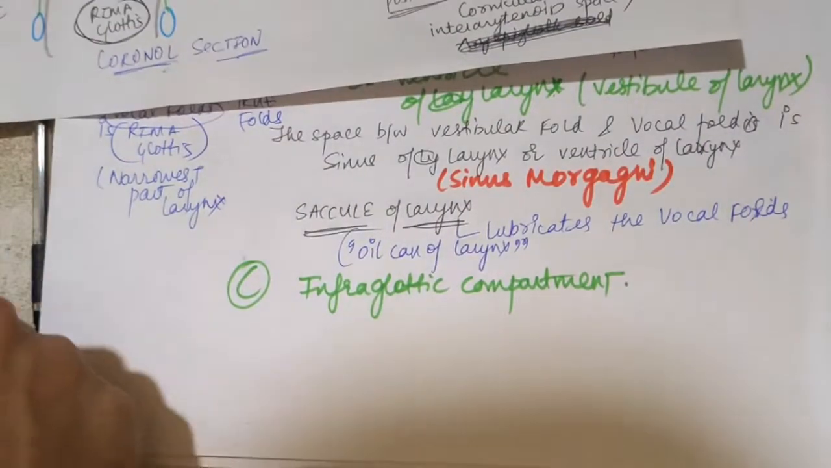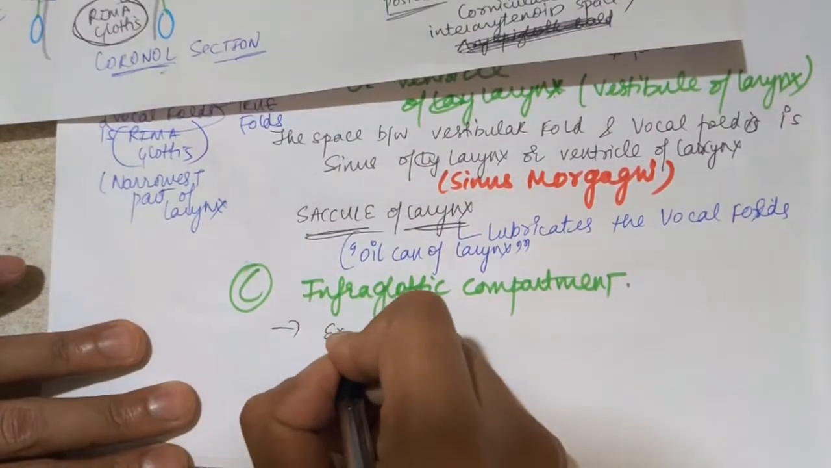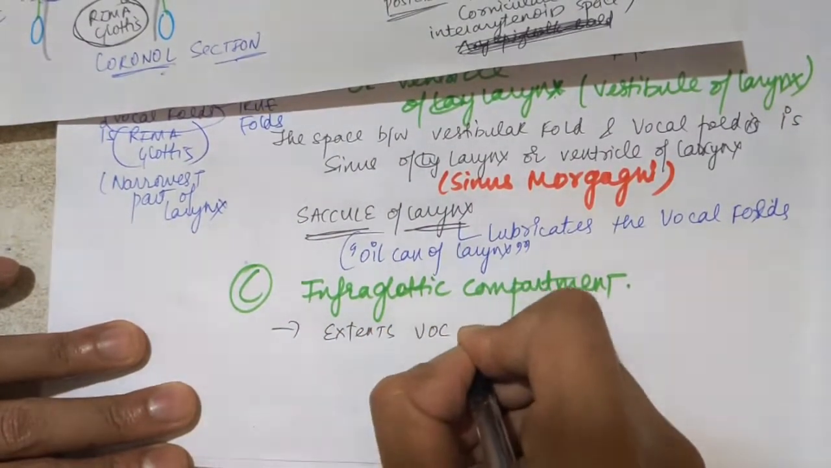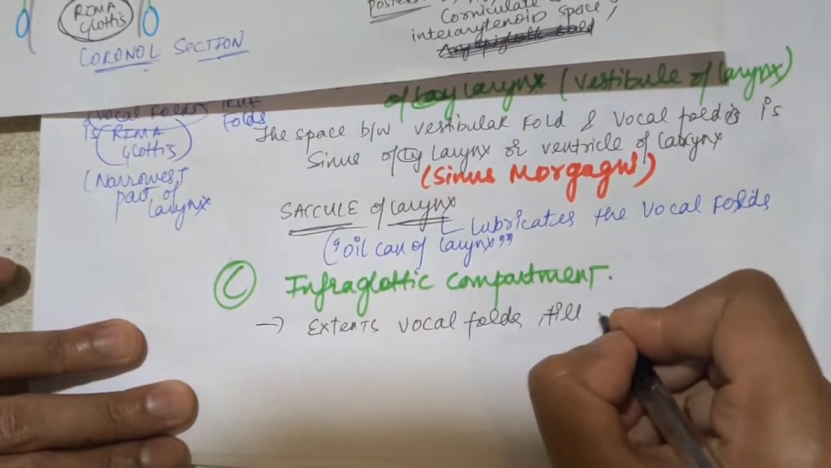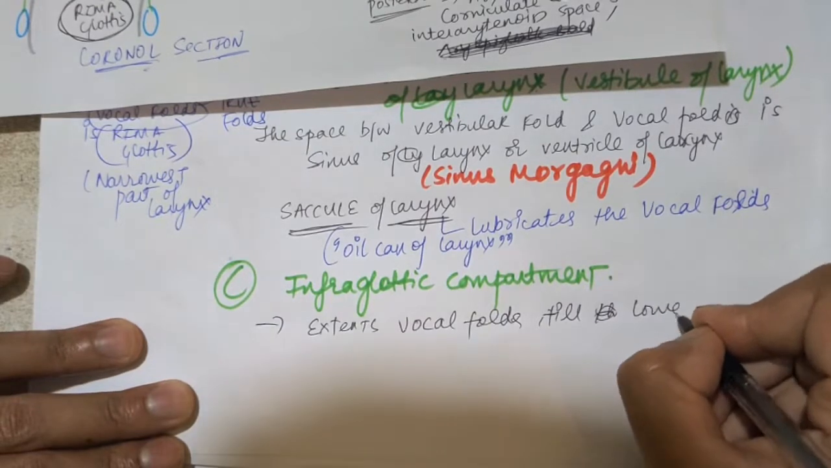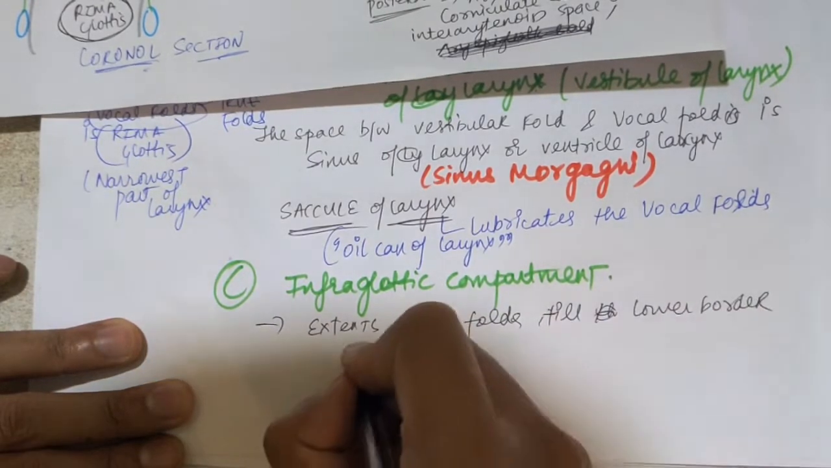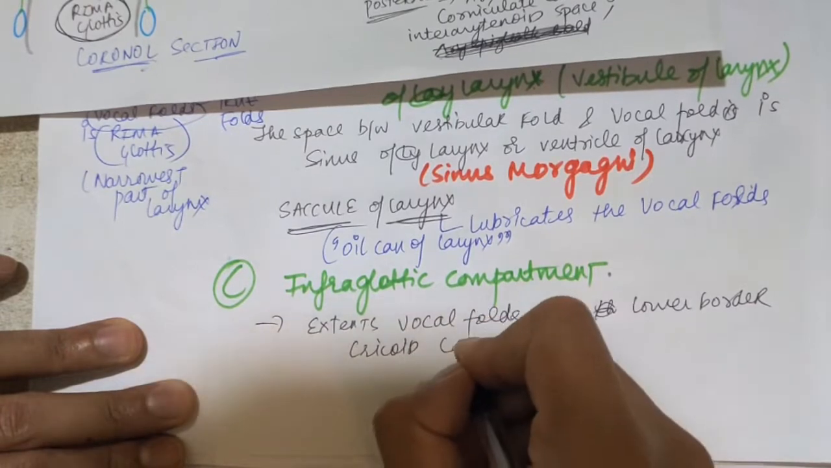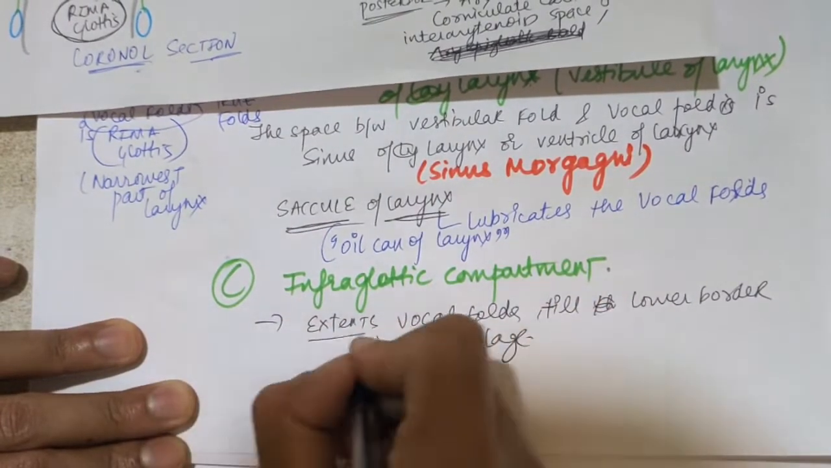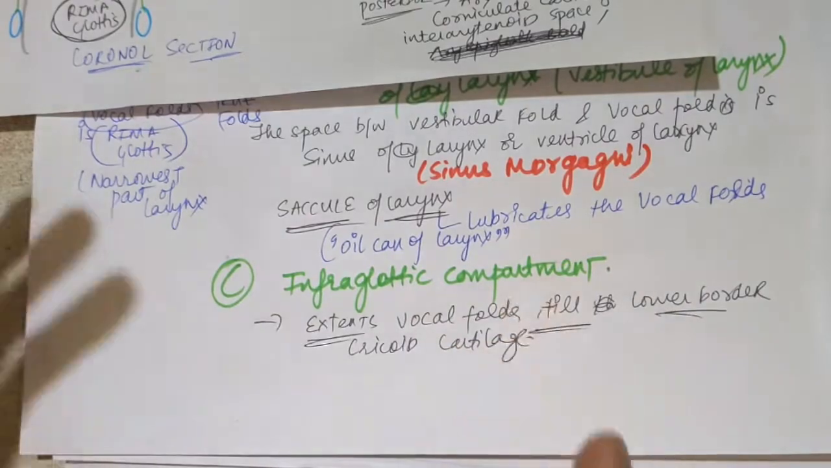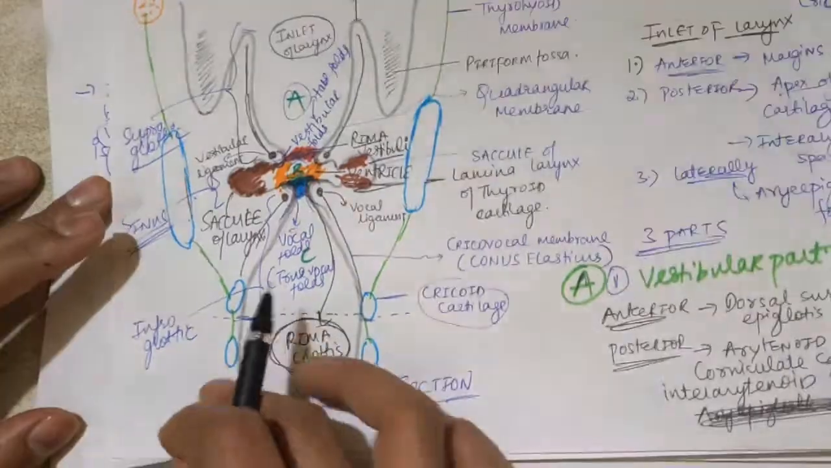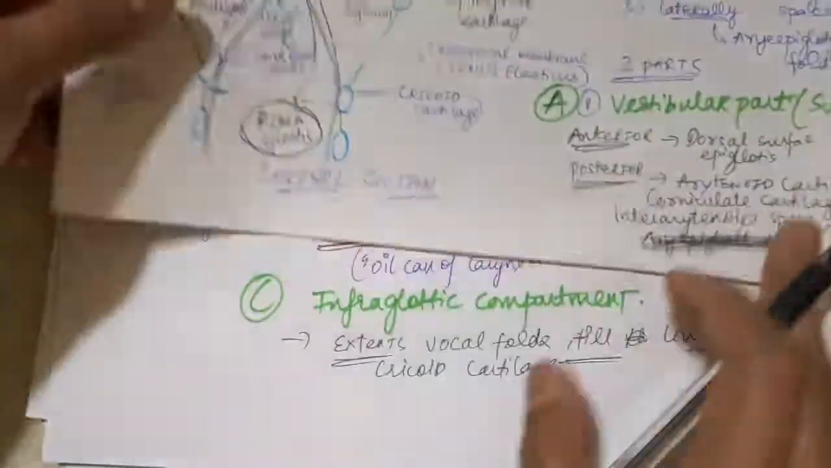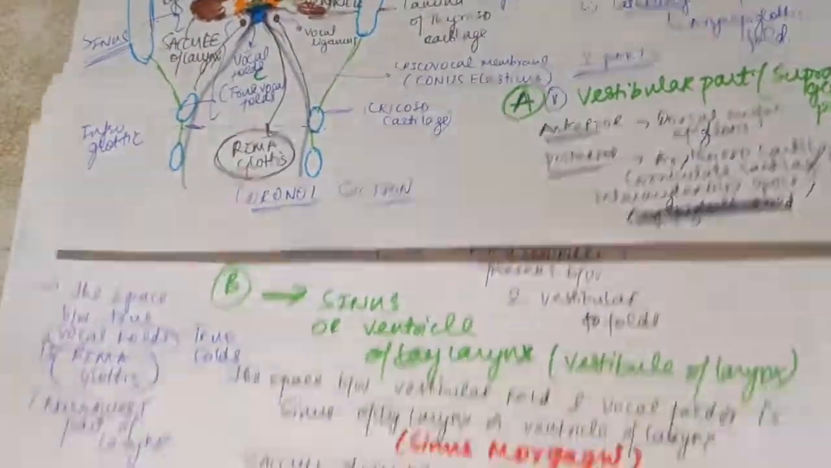In the infraglottic part there is not so much content. It simply extends from the vocal folds till the lower border of cricoid cartilage. Here it is expanded, and further it narrows as it reaches the lumen of trachea. So this was your cavity of larynx, the parts, the different labelings and boundaries of the cavity of larynx.